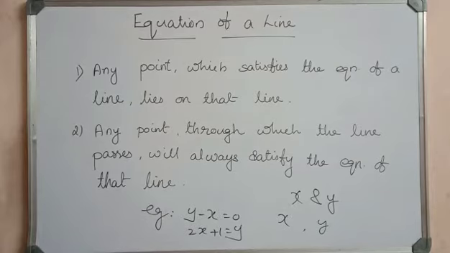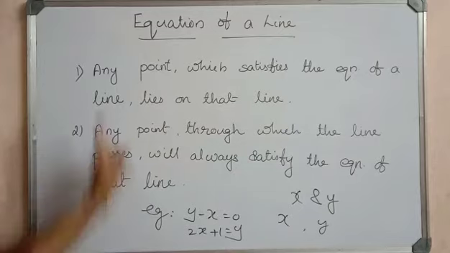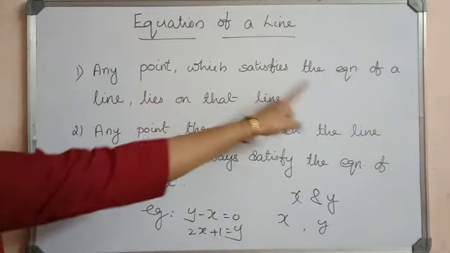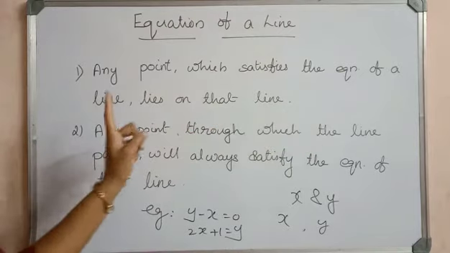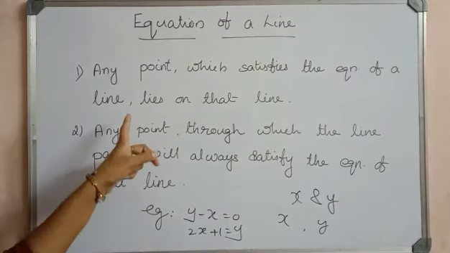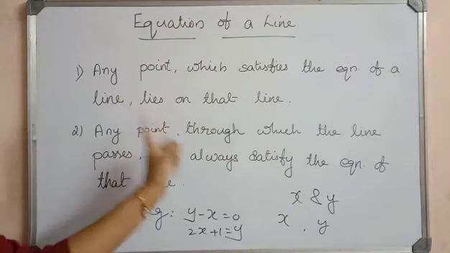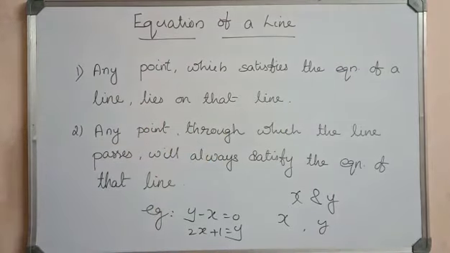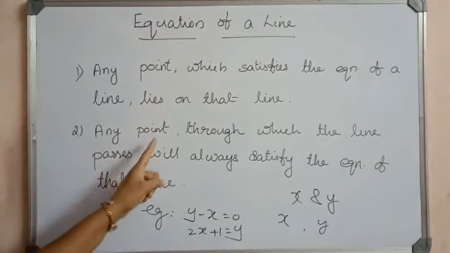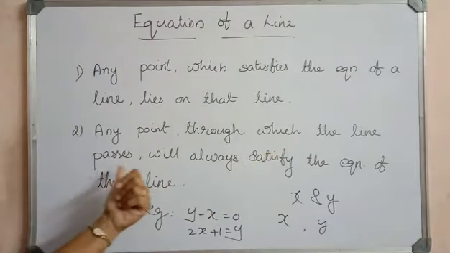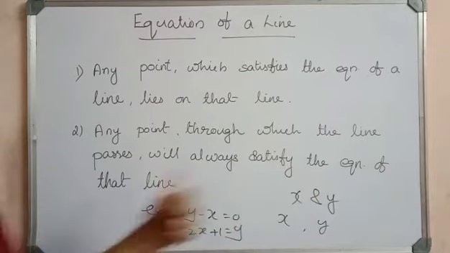There are two important points we need to remember when we discuss the equation of a line. The first one is that any point which satisfies the equation of a line lies on that line. The second point is that any point through which the line passes will always satisfy the equation of that line.